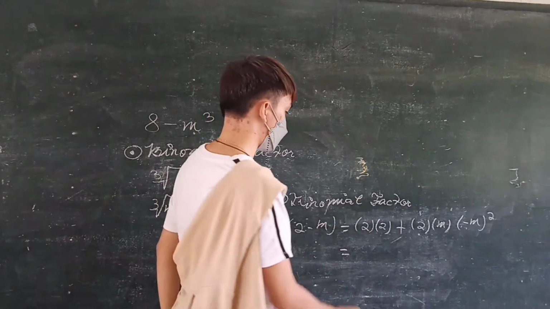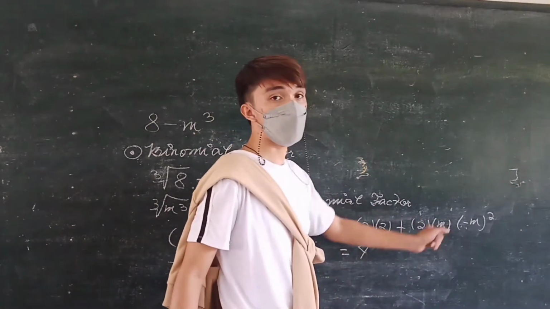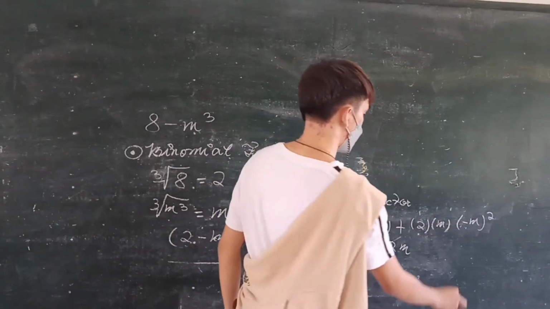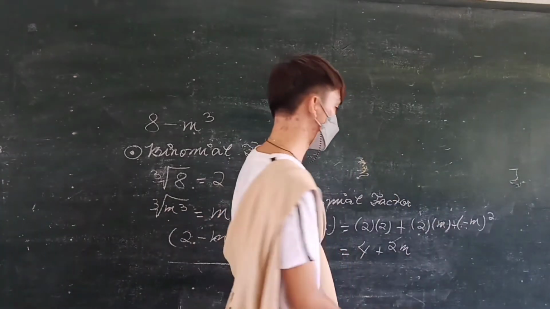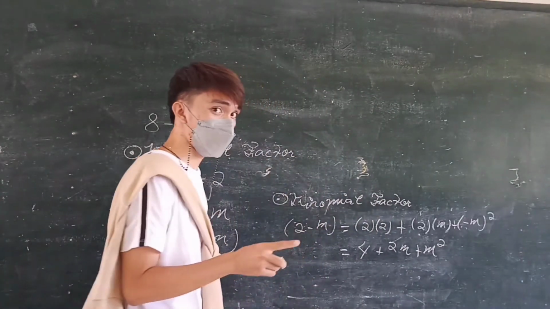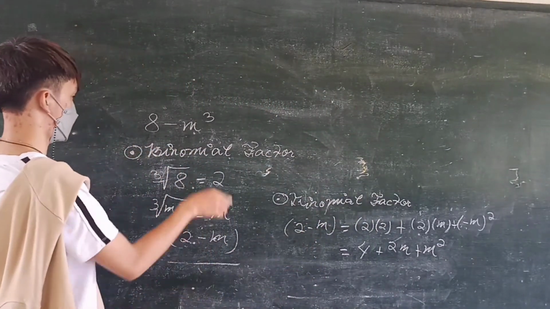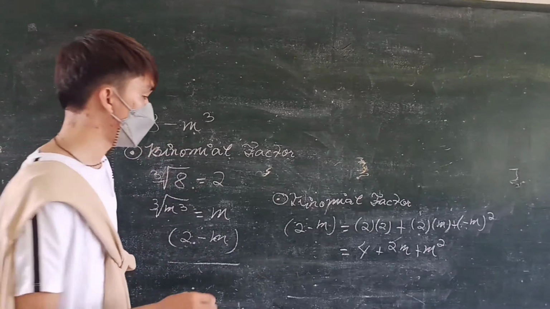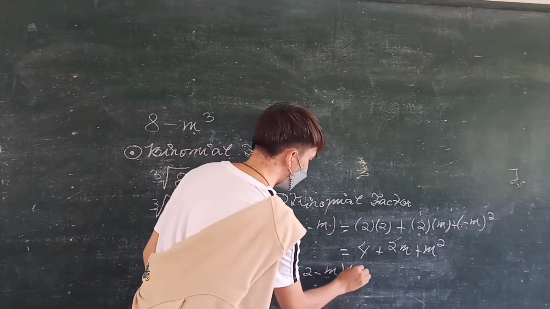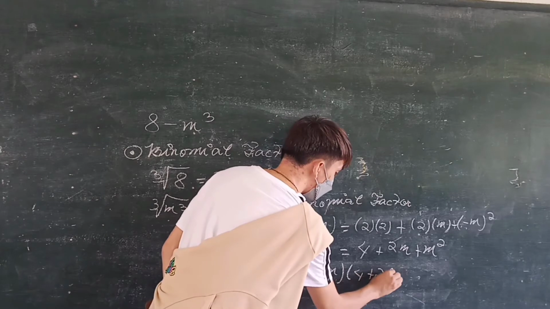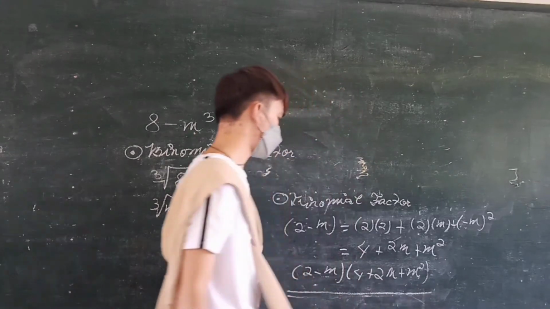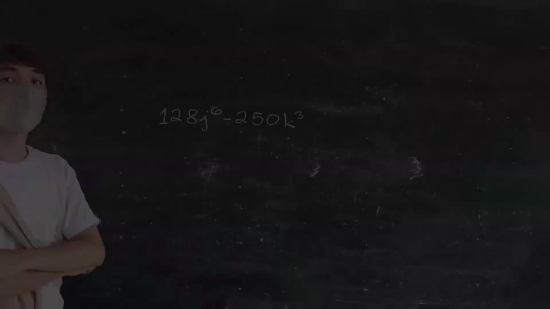Two times 2 is 4. 2 times m is 2m. Negative m times negative m is positive m squared. So, the factored form of 8 minus m to the power of 3 is the quantity of 2 minus m times the quantity of 4 plus 2m plus m squared. This is now the answer. Get it, class? Another example.